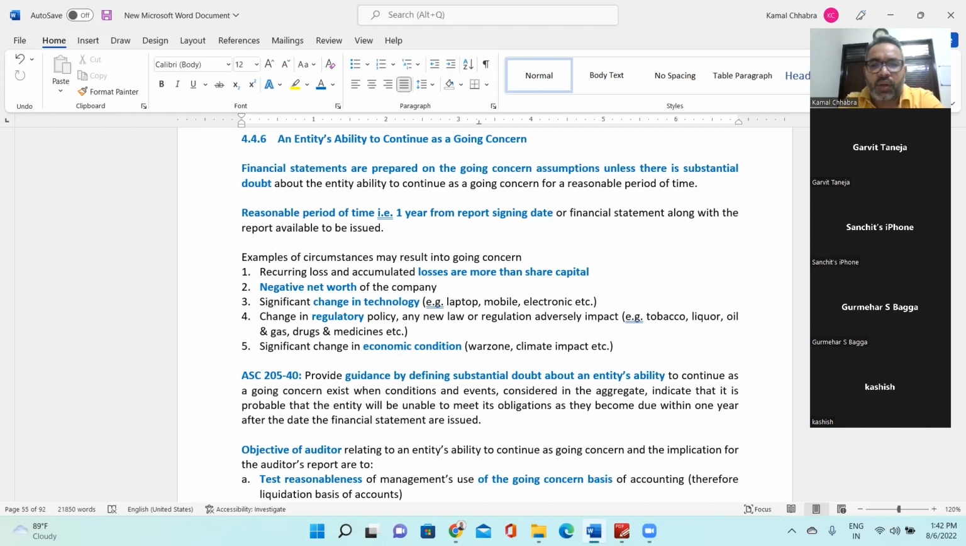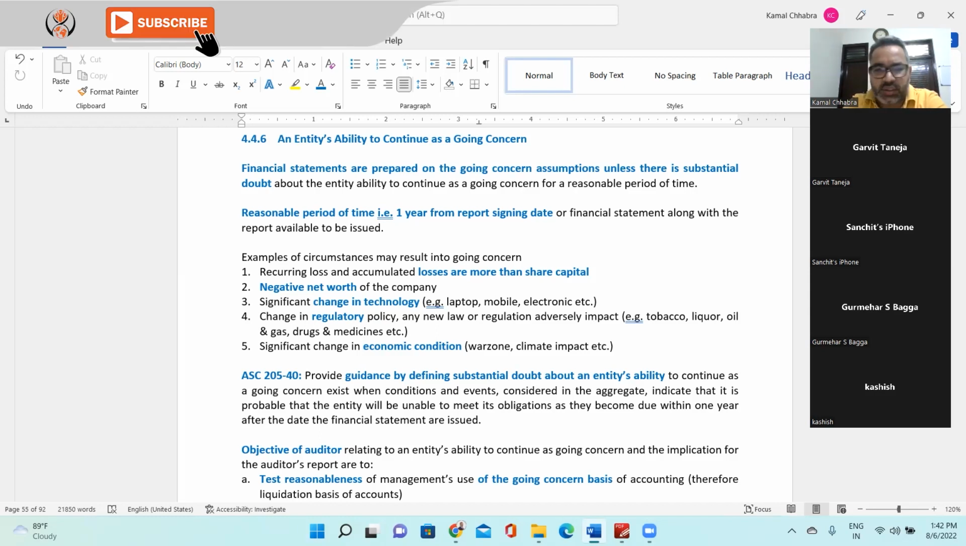And that reasonable period of time is 1 year from the report release date. Right, the day you are signing the financial statement, the day you are issuing the audit report, from that date in the next 12 months, do you foresee that management will continue their operation or not? Right. Examples of indicators which may impact the going concern assumption.